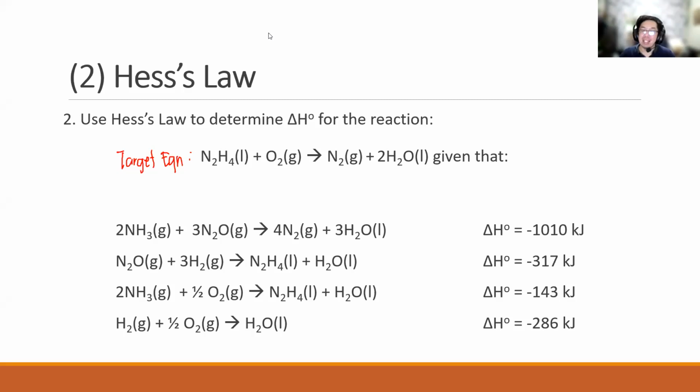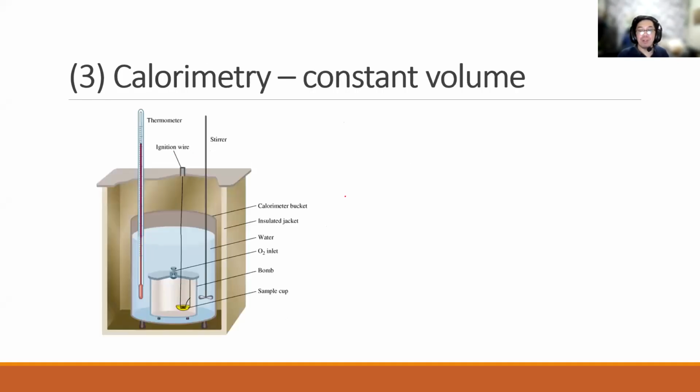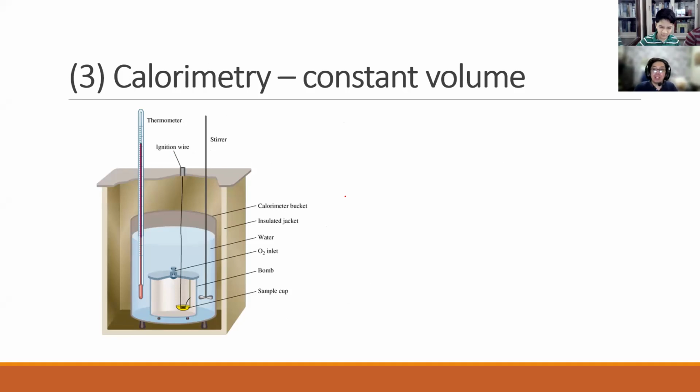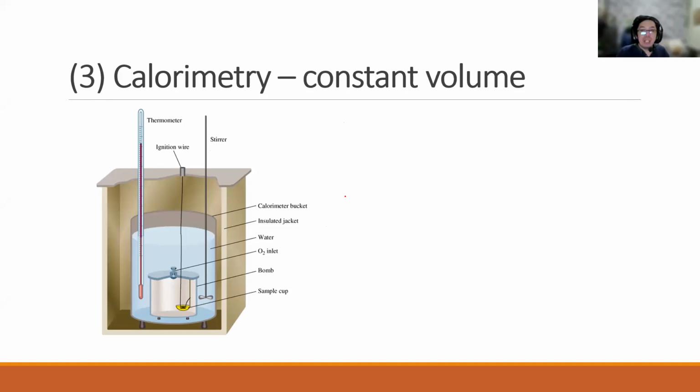So we'll have the last method for getting your delta H naught reaction. For the delta H naught reaction, the third one will be calorimetry. So Josh, you'll have two types of calorimetry. You have the constant volume and constant pressure. So the shortcut here, Josh, whatever calorimetry you have, what is the type of your system? What type of system is that?